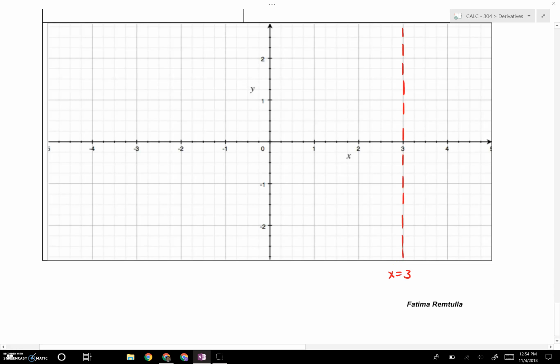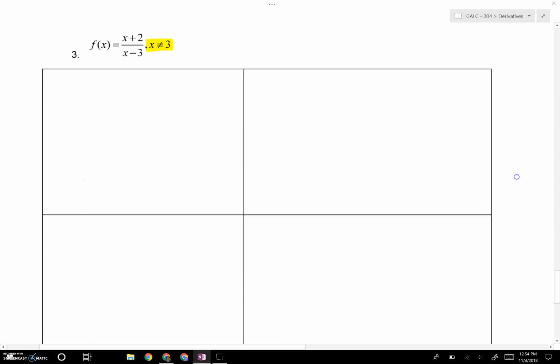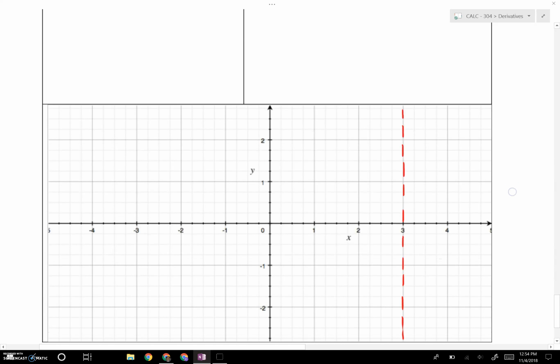That is the asymptote. Now I'm going to see if I have a horizontal asymptote. So I'm going to take the limit as x approaches infinity, and I notice that I have a horizontal asymptote at y equals 1. I'm going to draw that in as well, and I'm going to label that y equals 1.